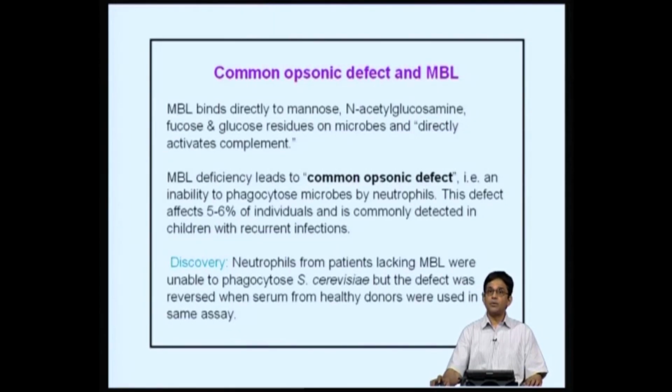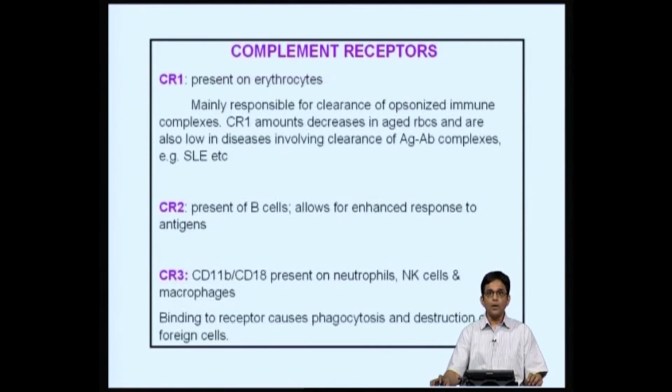So how was it discovered? What was found is that neutrophils from patients who lack MBL or have mutations in MBL were unable to phagocytose yeast, which is Saccharomyces cerevisiae, but the defect was reversed when serum from healthy donors was used in the same assay. So there was something in the serum that was missing, and subsequently it was identified to be mannose binding lectin.